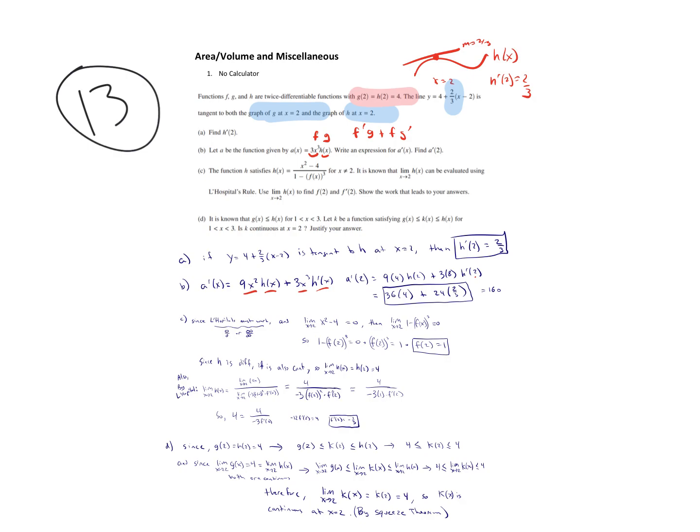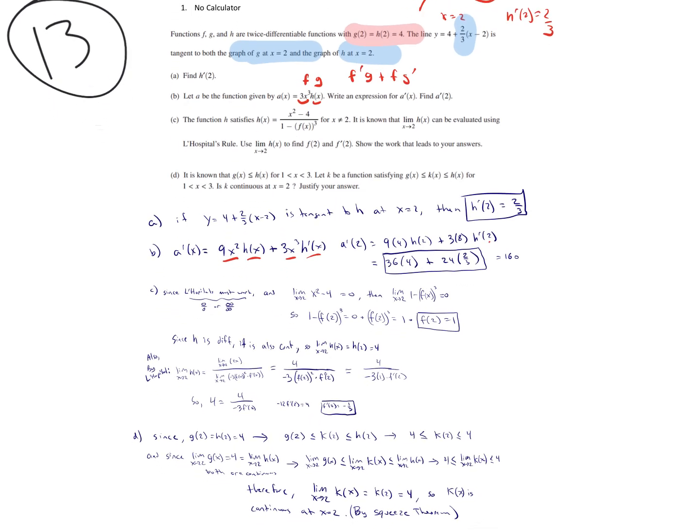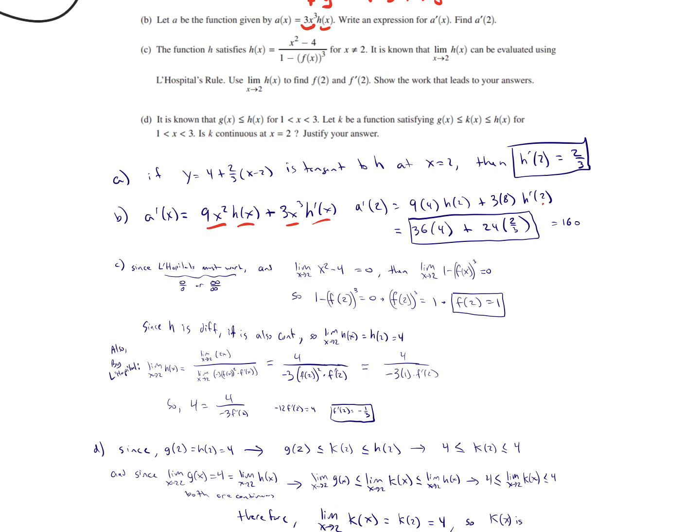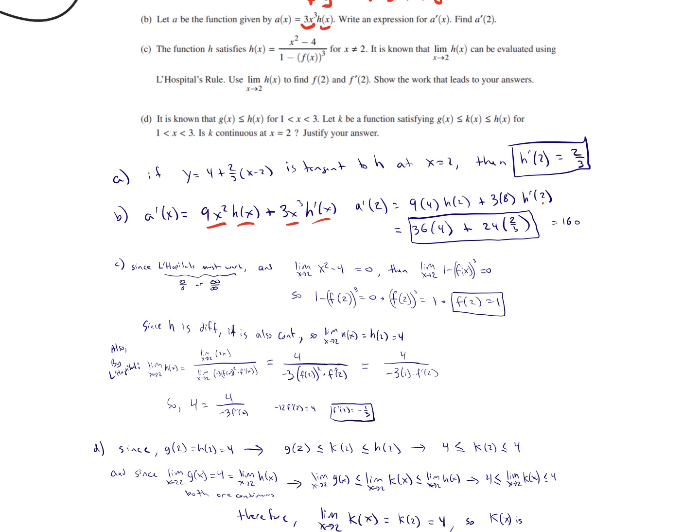Okay, let's look at part C now. This one's a little trickier. It's a good one though. Let's read through it. We've got this function h of x, which we're now told is x squared minus 4 over 1 minus f of x cubed, as long as x is not equal to 2. It's also known that the limit as x approaches 2 of h of x can be evaluated using L'Hopital's rule. Use the limit to find f of 2 and f prime of 2. Show the work that leads to your answers.